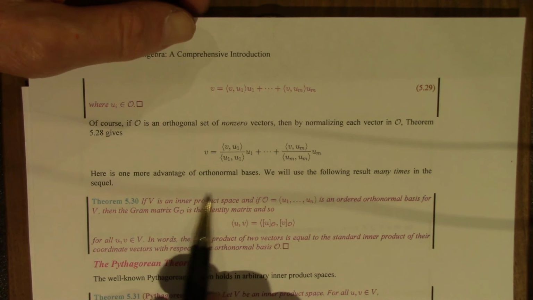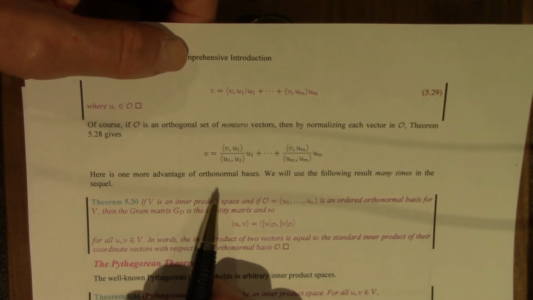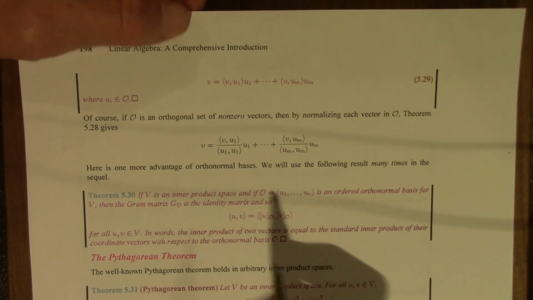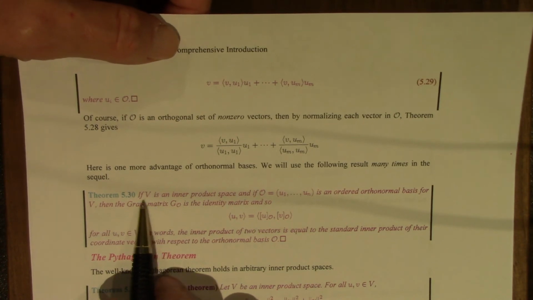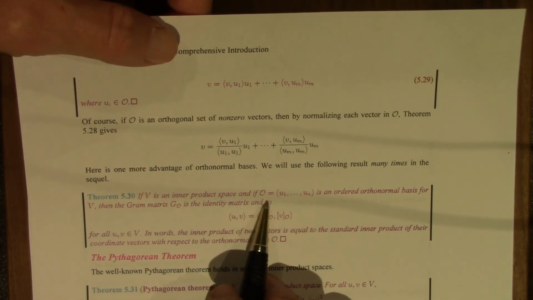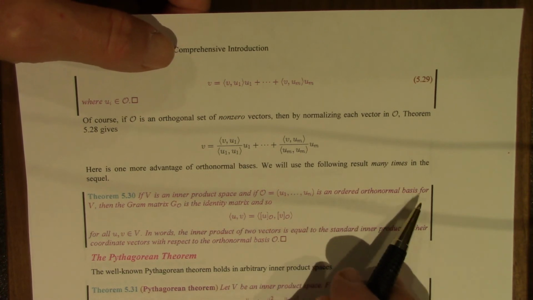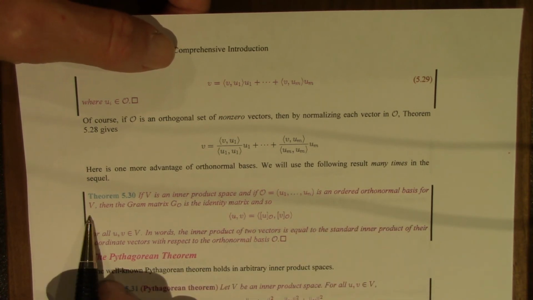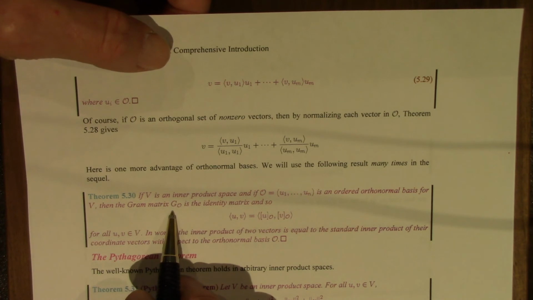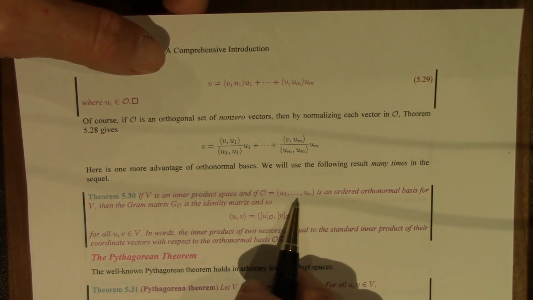Here's another useful advantage of orthonormal bases in this case. Let V be an inner product space and let O be an ordered orthonormal basis for V. The Gram matrix is the identity matrix because the u's are orthonormal.